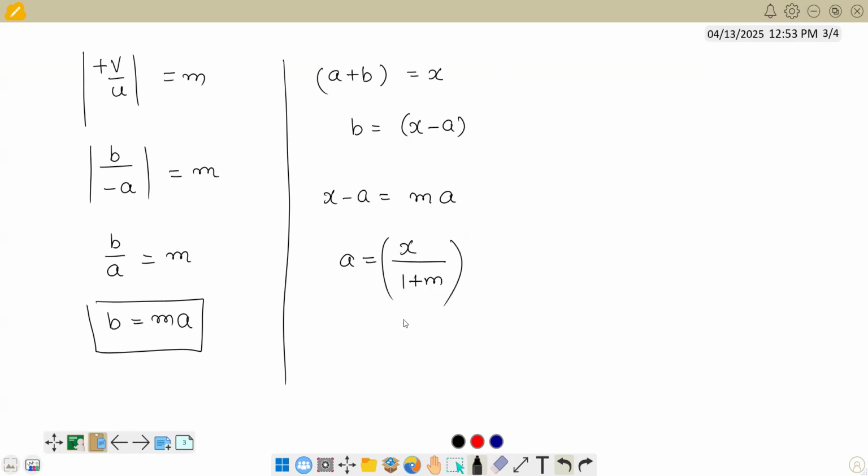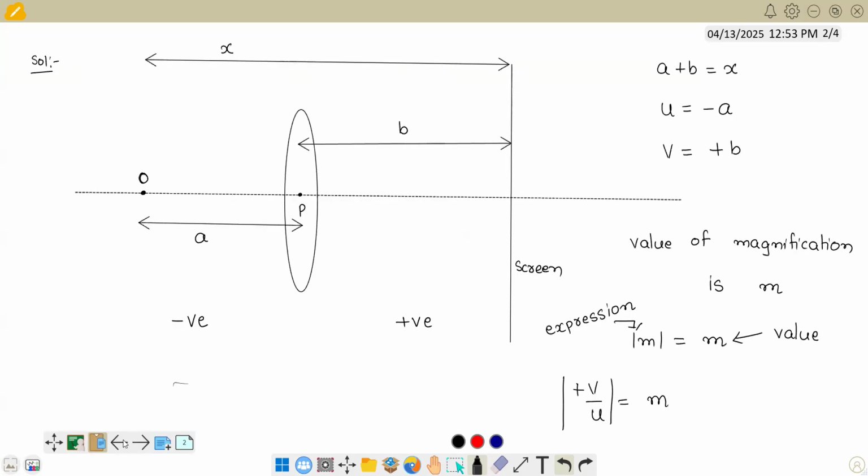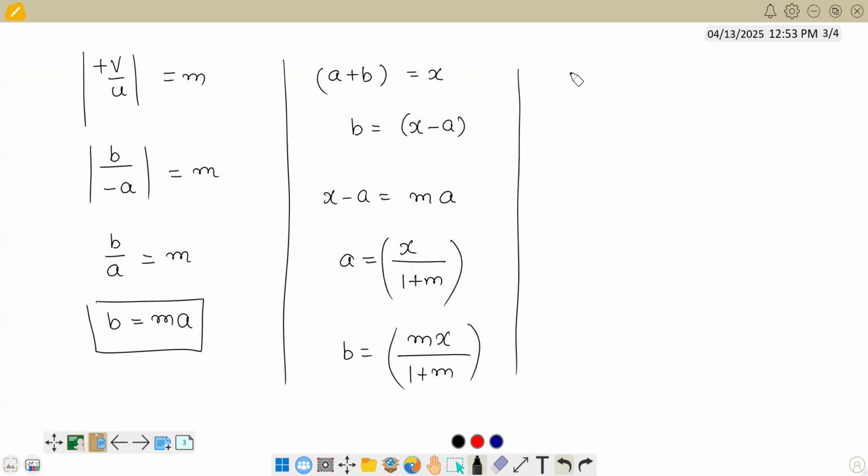Next, since a equals x by 1 plus m, and b equals mx by 1 plus m, I got both the values of a and b. Now we know the lens formula. If you have a lens, the formula is 1 by v minus 1 by u equals 1 by f.